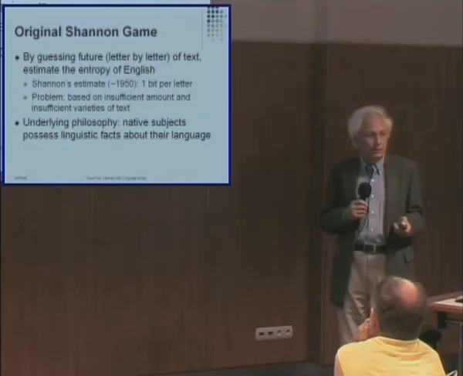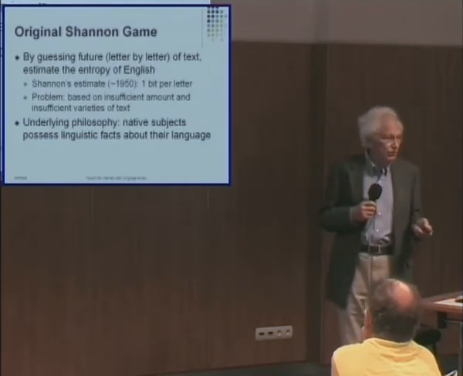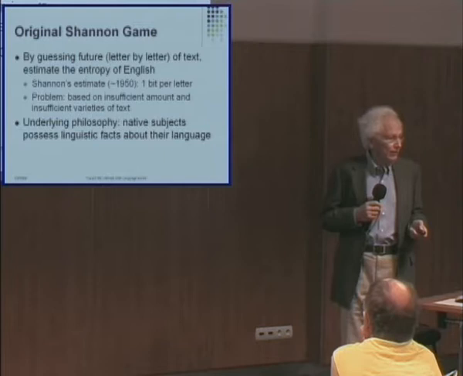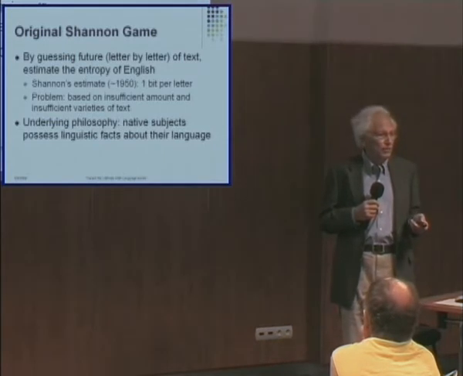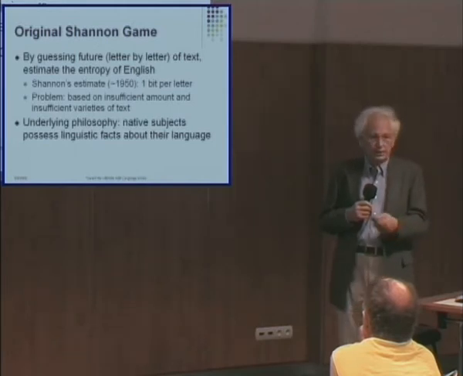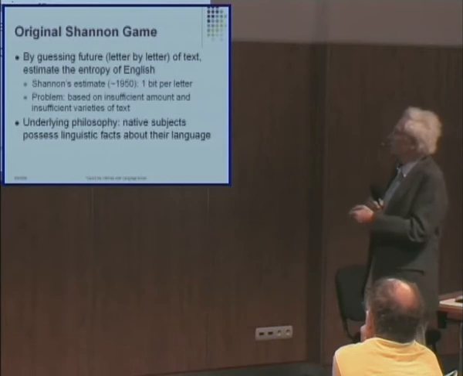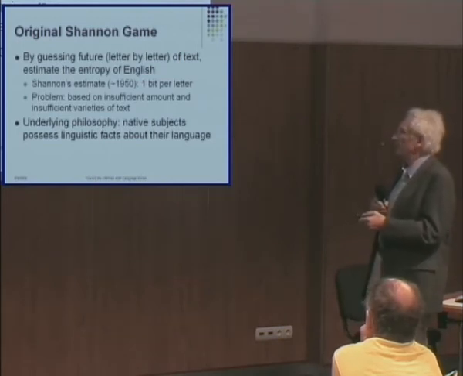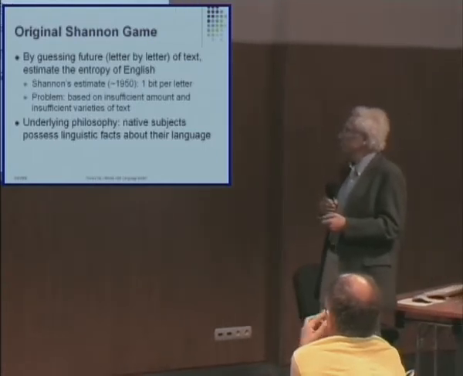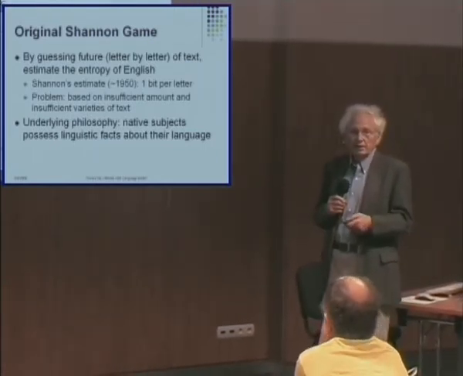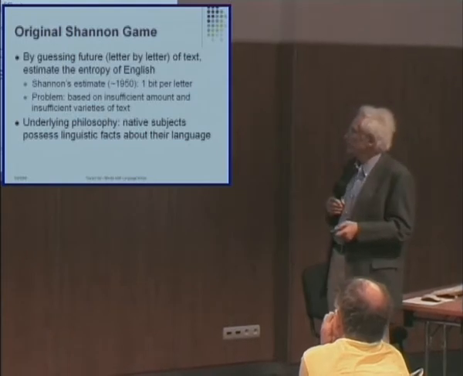Because the number of letters is, let's say, 26 in the English alphabet, so the information content, if everything was equally probable, would be the logarithm of 26, and that's considerably bigger than 1. So this was a surprising result, but there were some objections to it, because this estimate was not based on enough data and enough variety of text.